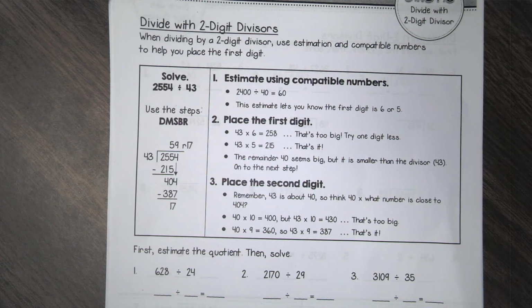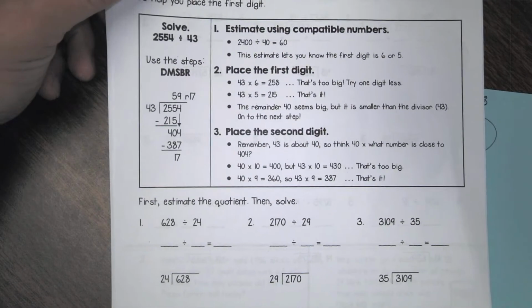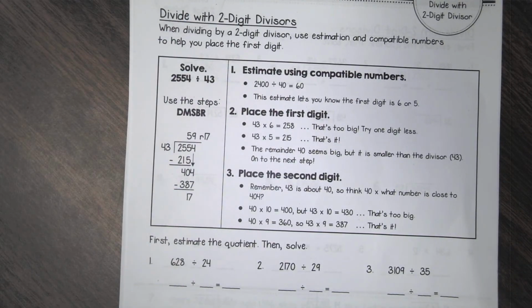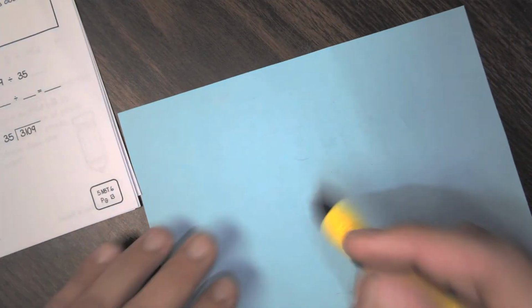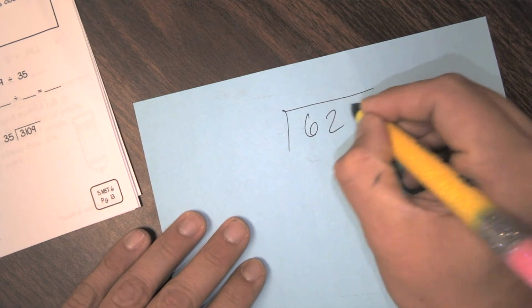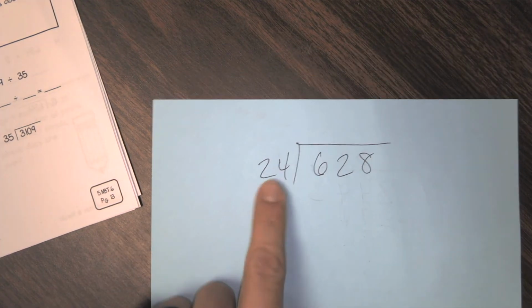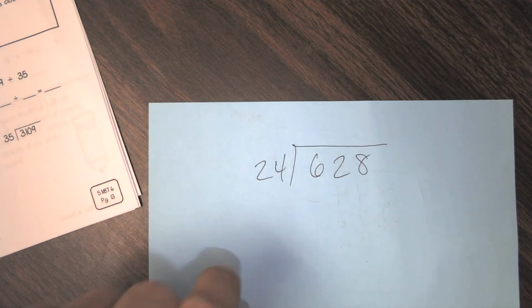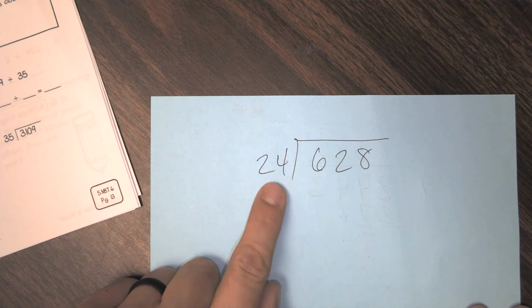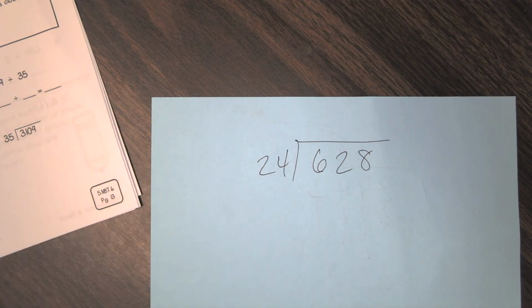All right, so now we're getting into 2-digit divisors. Before it was 1. Nothing changes. You still follow the same steps. Start at the first number, work your way down. Let's do number 1 down here together. It looks like this: 628 divided by 24. Dividend goes on the inside, divisor on the outside. That's what they mean by a 2-digit. Before it was 628 divided by 4. Now we're doing 24. Doesn't change anything.